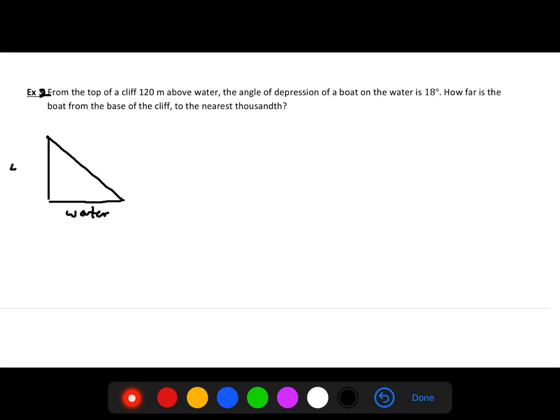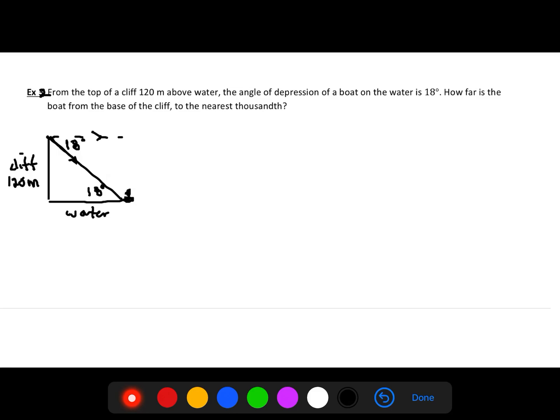And so our water is down here. Our cliff is over here. And we have our boat on the water over here. And we know our cliff is 120 meters tall. Our angle of depression, remember our angle of depression is from the top of the cliff, the horizontal, looking down. So our angle of depression is 18 degrees. And we must show that we know that that's where the angle of depression is.